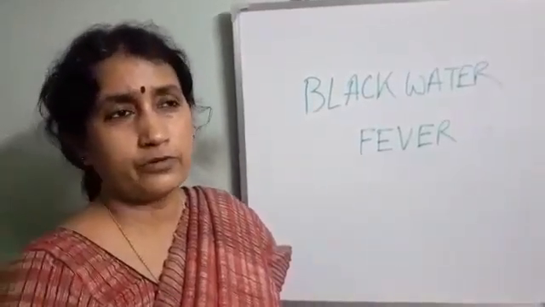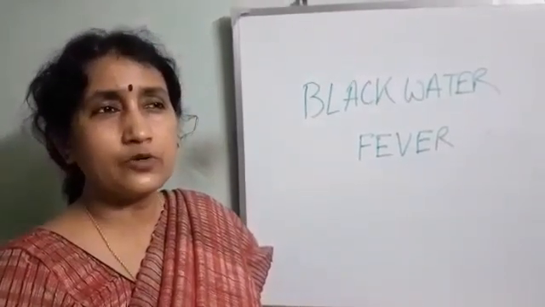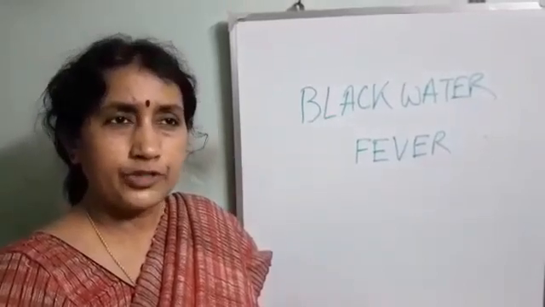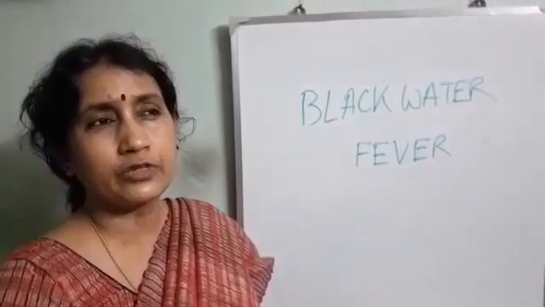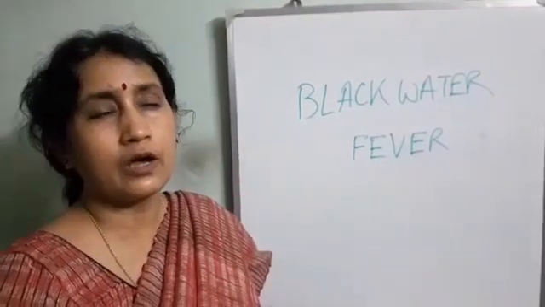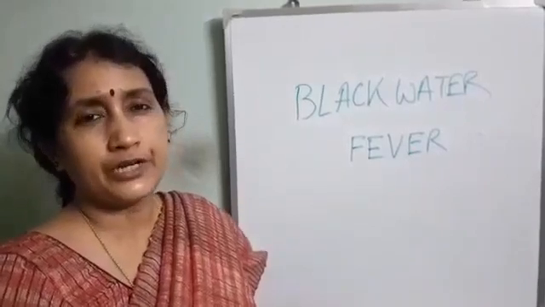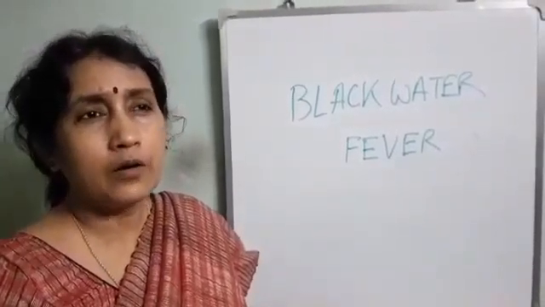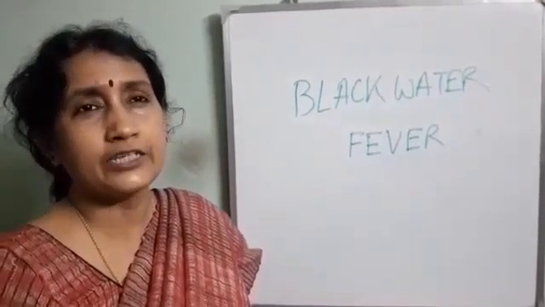Black water fever. What is this? Quinine is a drug that was used previously, not used nowadays that much, for the treatment of malaria. In cases that were partially treated with quinine or patients with reinfections, these patients used to present with this condition. What happened? The parasitized RBCs or the RBCs loaded with quinine, they used to act as antigens.